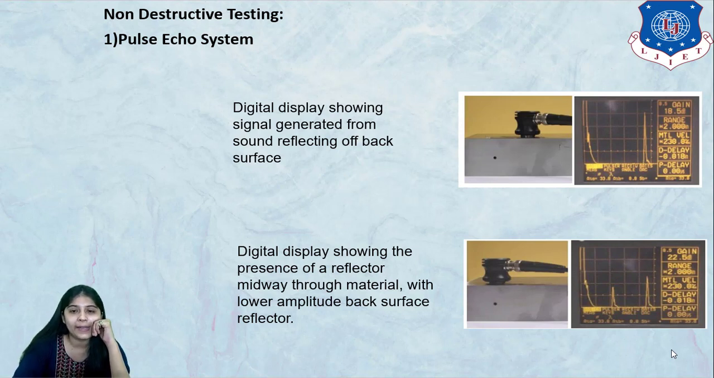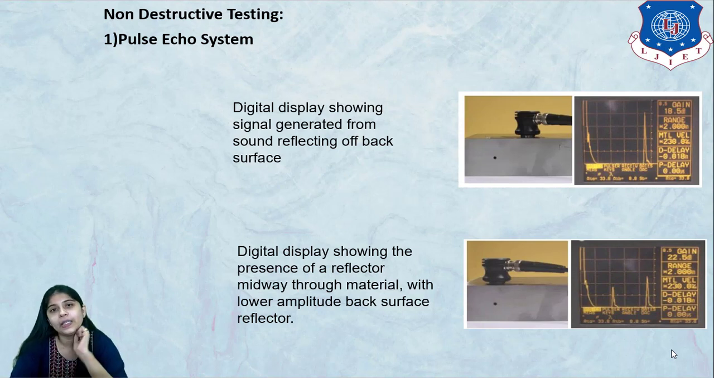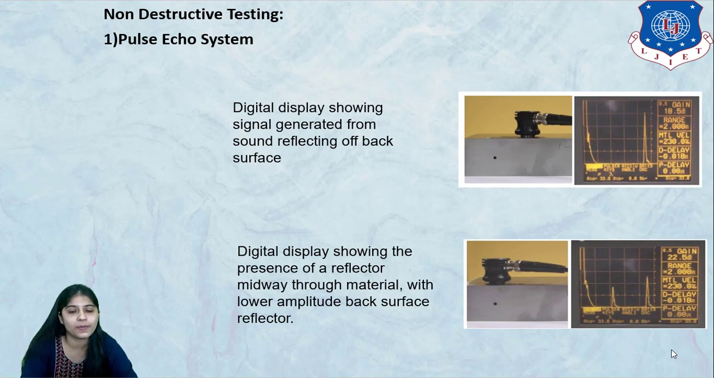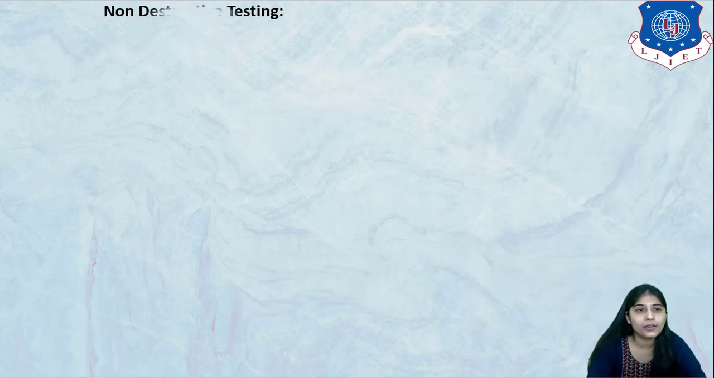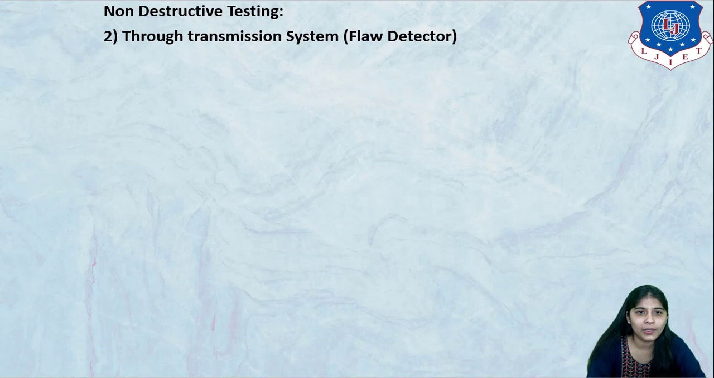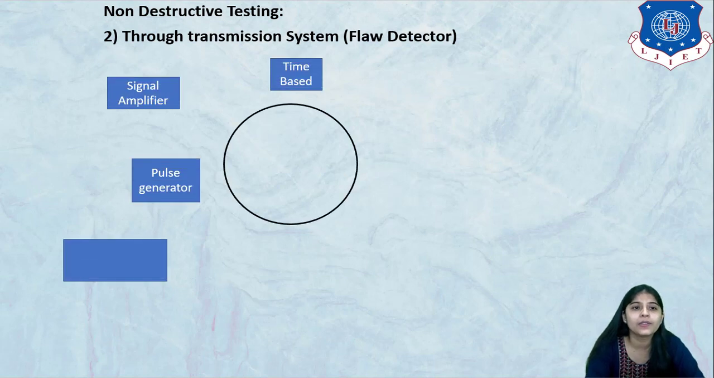Okay, so accurate measurements can be done, and defects can be easily located, right? And this is a really fast method. Okay, so now let us understand another method, which is the through transmission system, also known as a flaw detector.